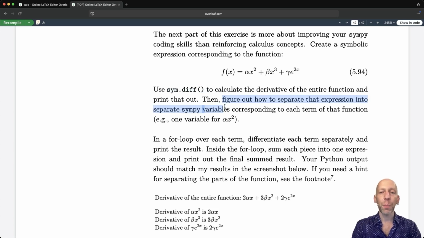Figure out how to separate this expression into separate variables corresponding to each term of this function. So you want to have 3 separate variables, 3 separate terms for the alpha x squared, a separate one for beta x cubed, and a separate one for gamma times e to the 2x. Now, of course, you could write this out manually, but that's not what I want you to do.